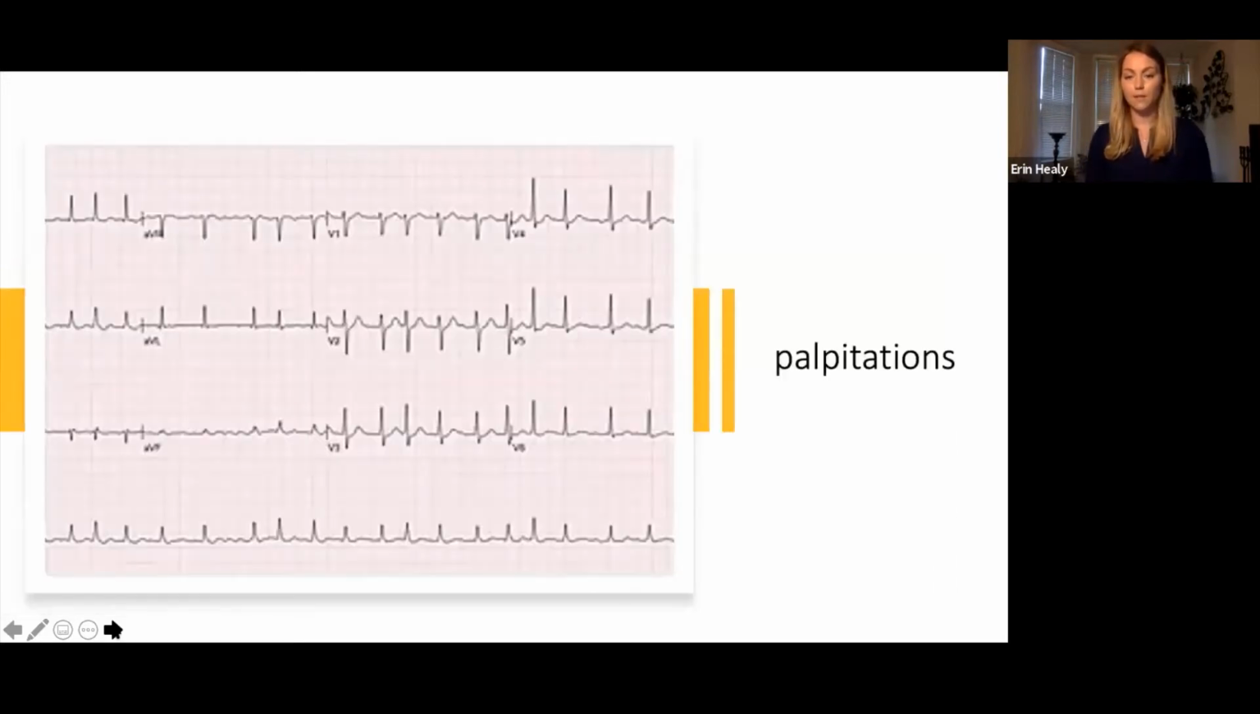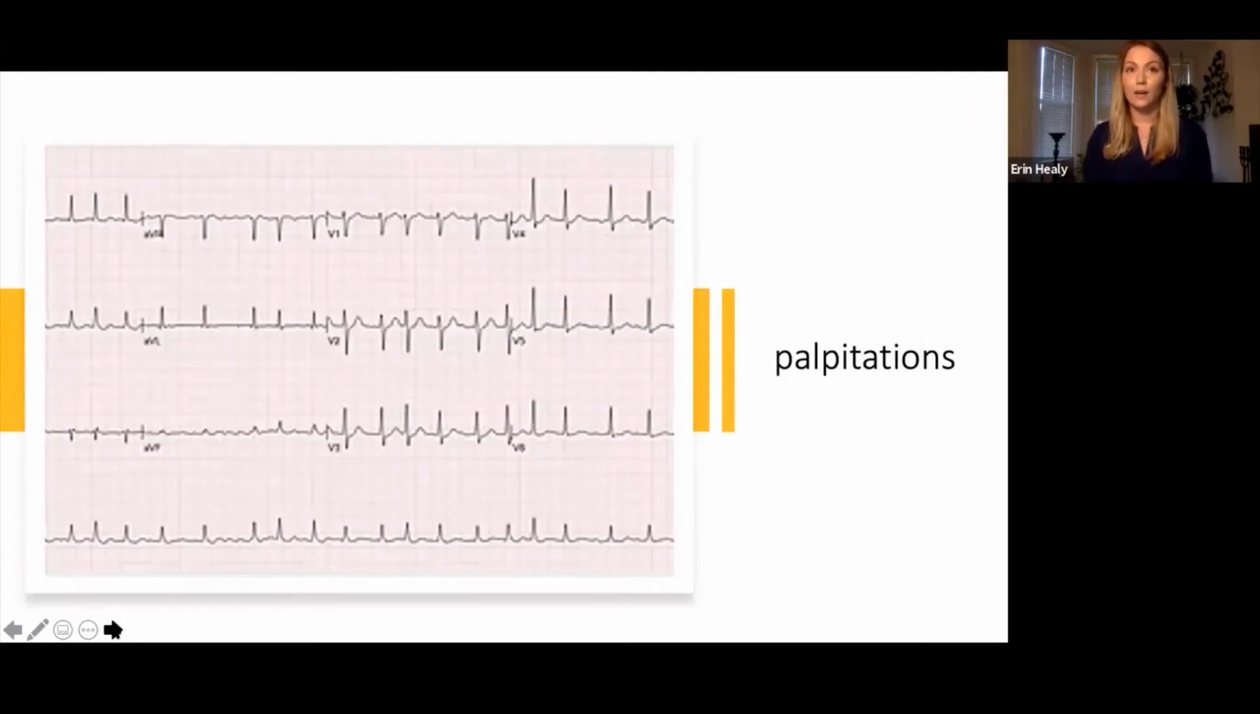Next up, someone's coming in with palpitations. So their heart feels like it's beating out of their chest. Well, did they just go for a run beforehand? You know, you got to ask all these questions, ask them their history. Anybody in the family have any history of any heart issues? Do they have any history of any heart issues? Do they have a history of panic attacks?